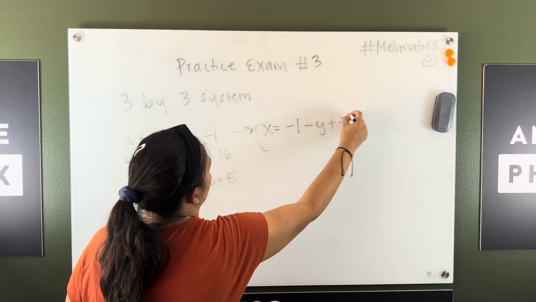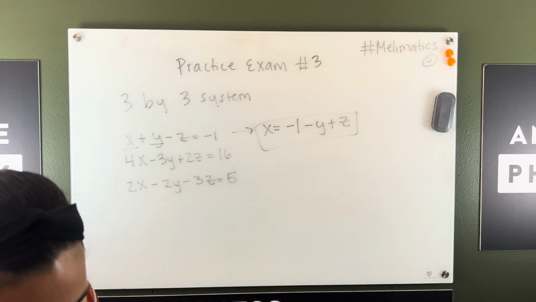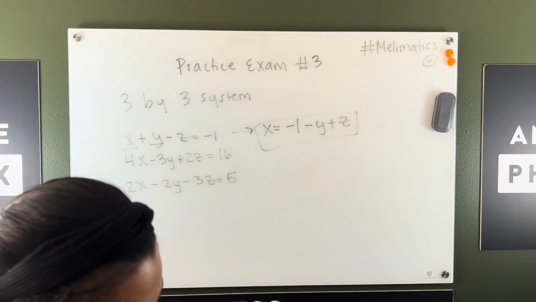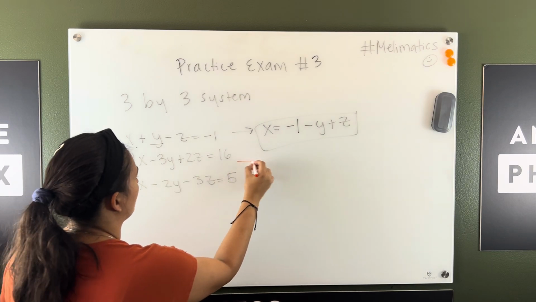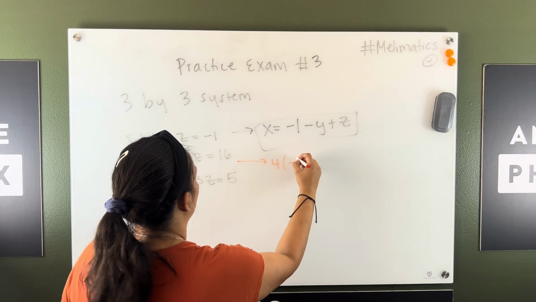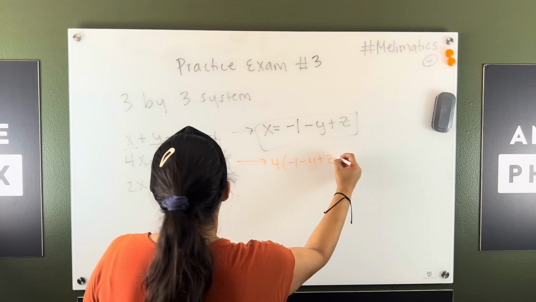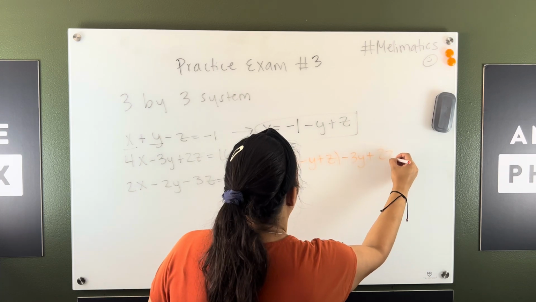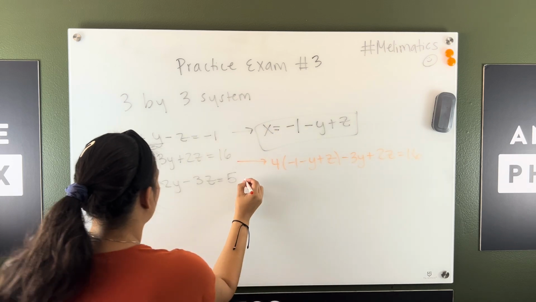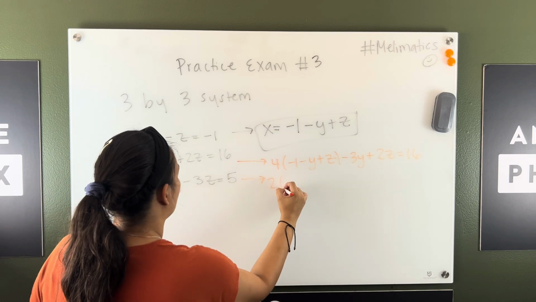Okay, so I just isolated a variable, and I'm going to plug that into both of the other equations and solve it like a 2x2. For this one, I'll plug in the x that I just isolated. As long as your signs are right, you should get this right. And then on the bottom, I'll plug in the x as well.